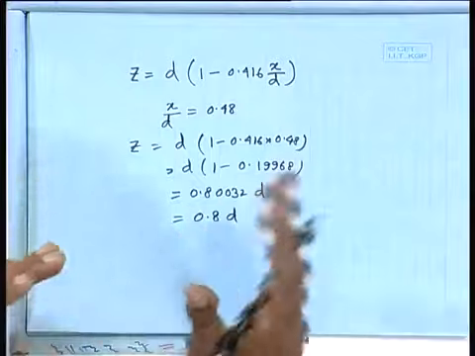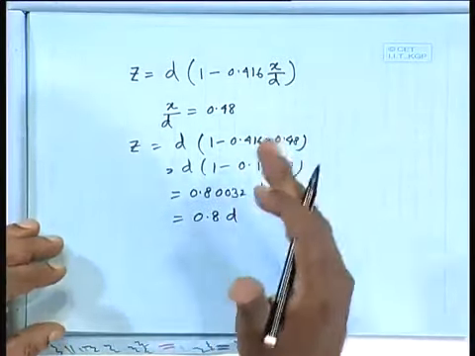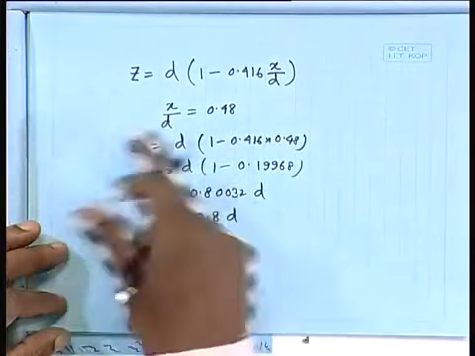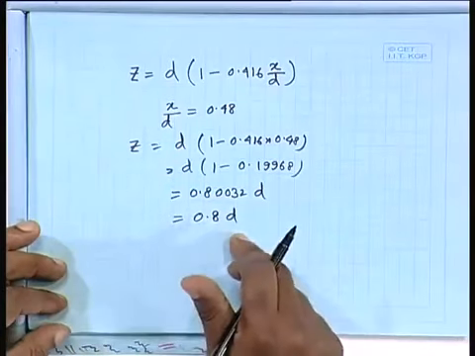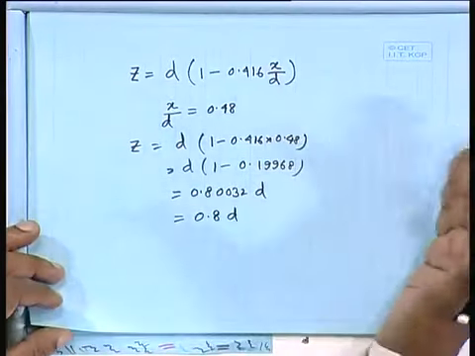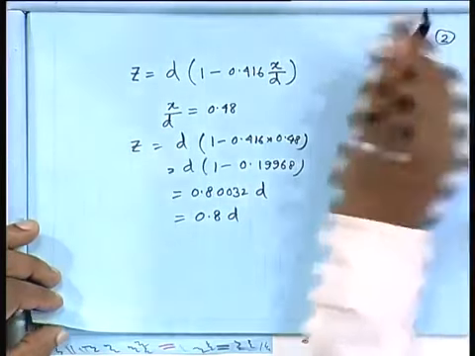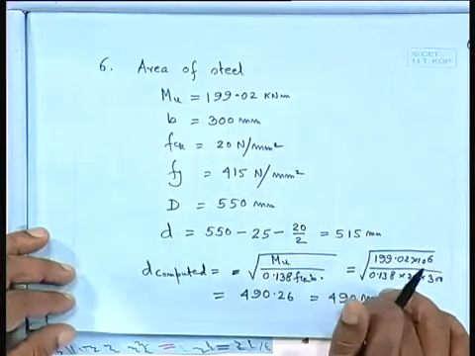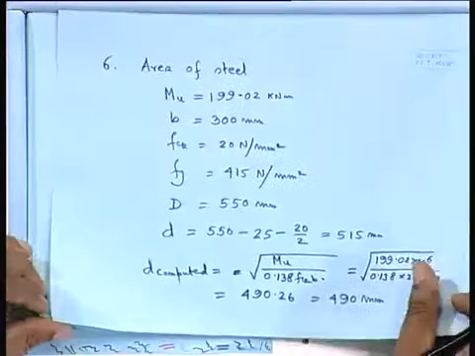That means if we could provide the section very close to the balanced section, then immediately z we need not calculate using that equation. We can simply take it as 0.8 d, and then we can do our calculation for the area of steel to be provided. But here it is significantly higher, 515 and 490. So what we have to do, we have to calculate that x by d.